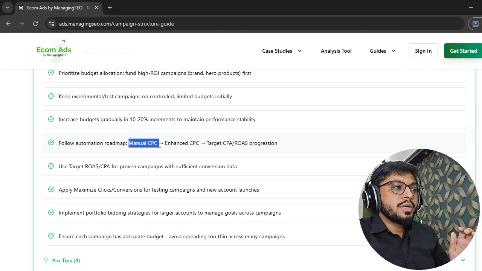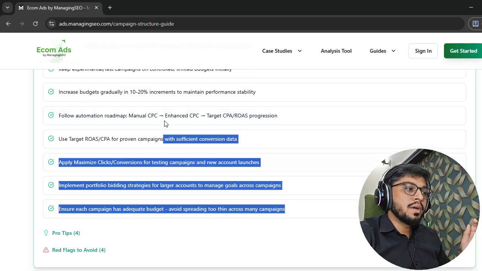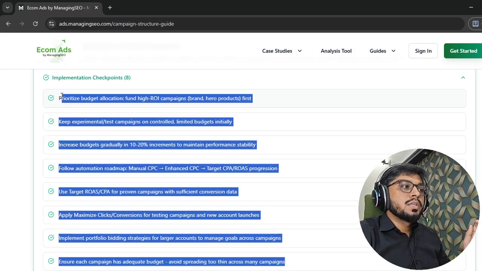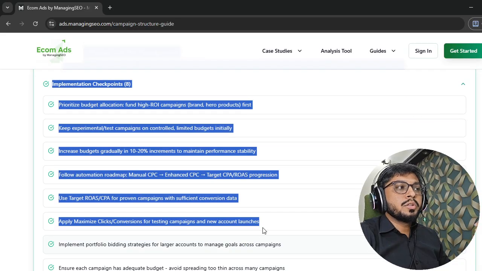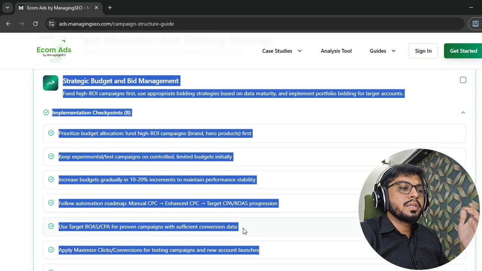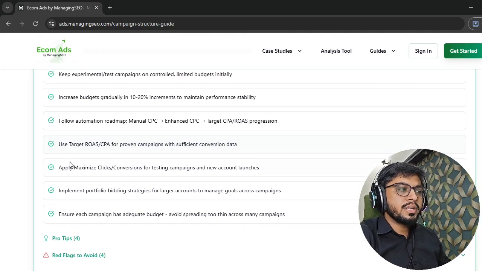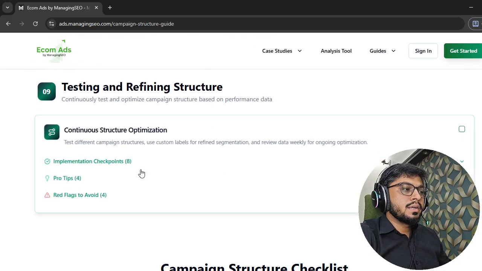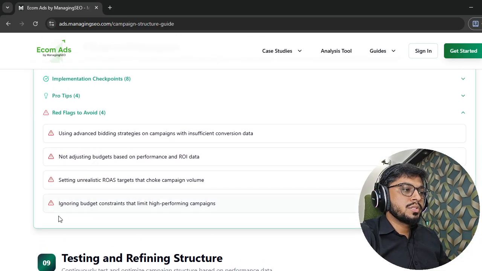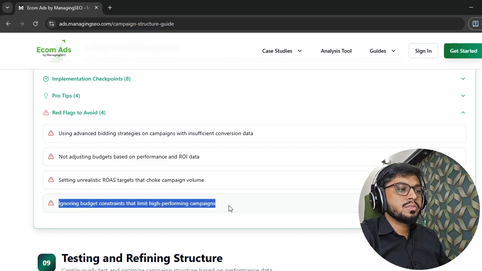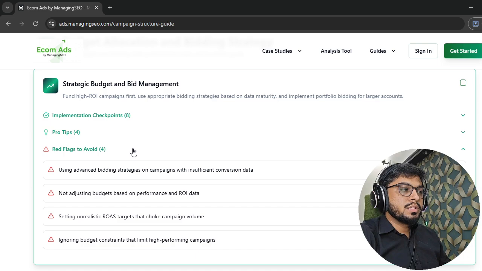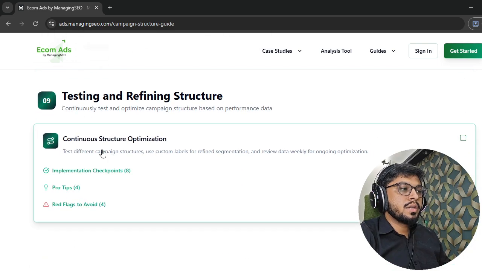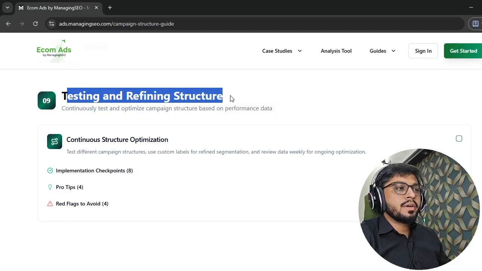So here we are not talking about the structure. It's the part of Google Ads related to bidding strategy best practices, but they are going to impact the structure. Anyways, you can read the rest, and let's see some red flags. Ignoring budget constraints that limit high performance. Obviously, you can just go through it. These are pretty basic. And the last part is, again, related to testing and refining.